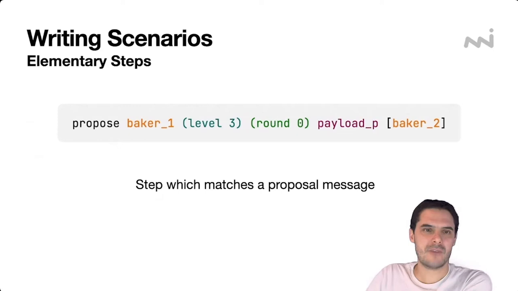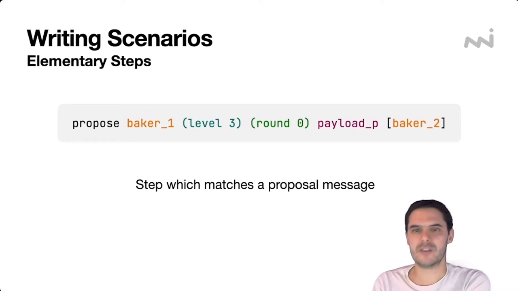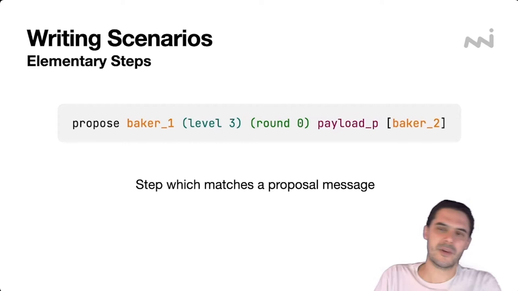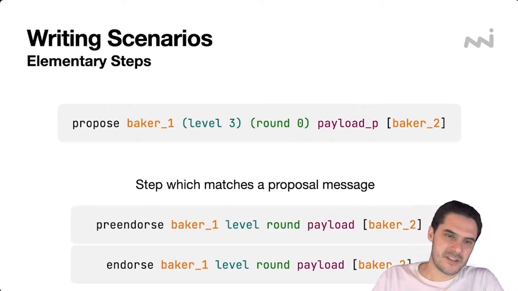If I want to write elementary steps, here is an example of a step which matches a proposal message from baker 1 at level 3 and round 0, and whose payload hash is payload P. So payload P can be a variable, for instance. And whose destination is baker 2. So in this case, it would be the node with which baker 2 is associated. This is a similar syntax for the pre-endorsement and the endorsements.